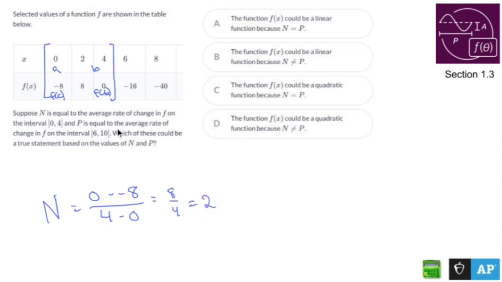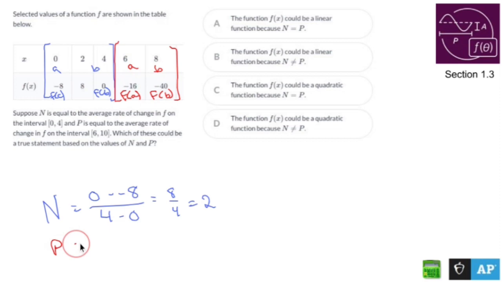P is equal to the average rate of change of f over the interval [6, 10]. It's funny, NP are my initials and 610 is my area code. So you would be my new f of a, and you would be my new f of b, and you would be my new a, and you would be my new b.